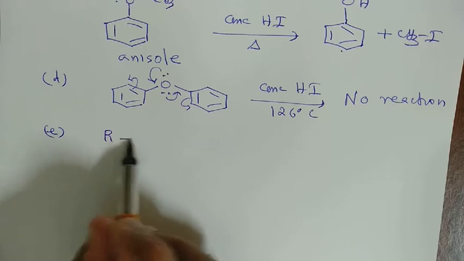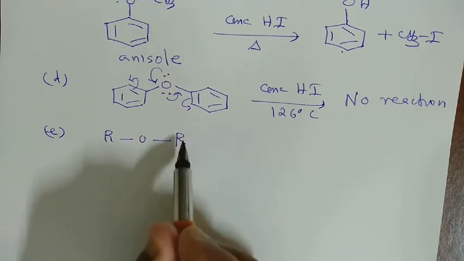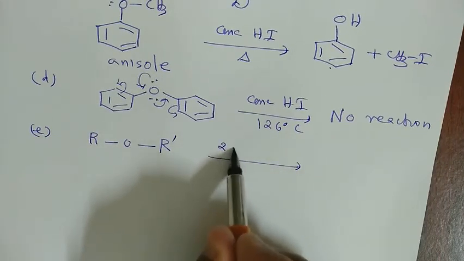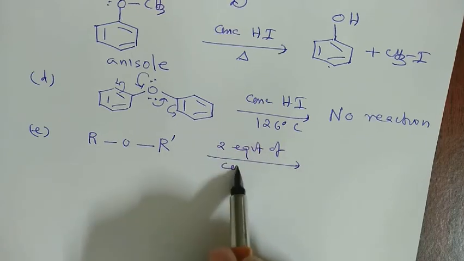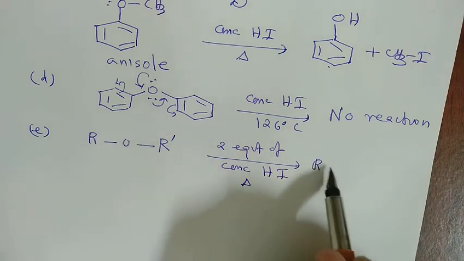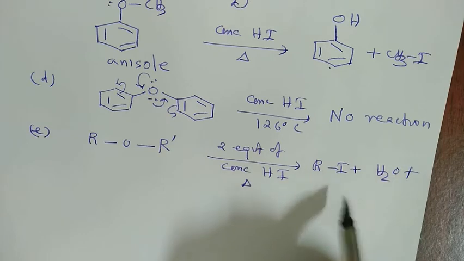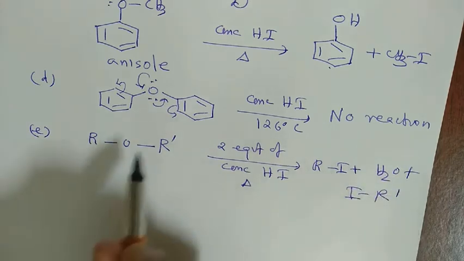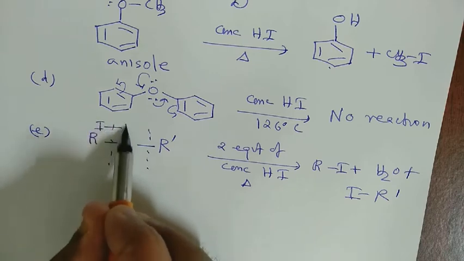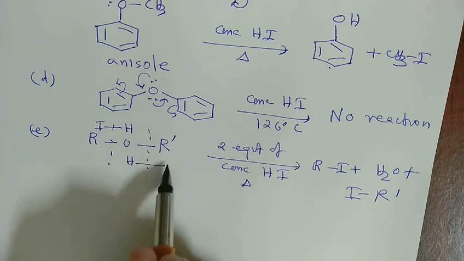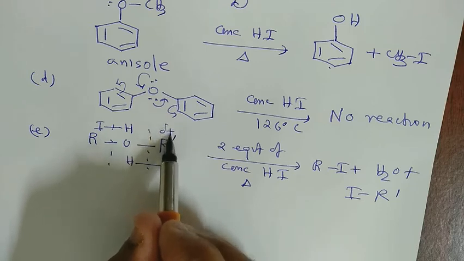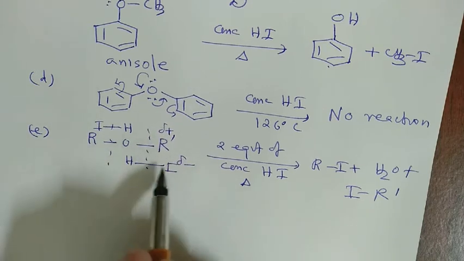Unsymmetrical ethers having alkyl groups, on heating with excess of, or 2 moles of, or 2 equivalents of concentrated HI, give a mixture of alkyl iodides. In this reaction, both carbon-oxygen bonds in the ether undergo cleavage. The carbon atom bonded to the oxygen atom has a delta plus. In HI, iodine has a delta minus.